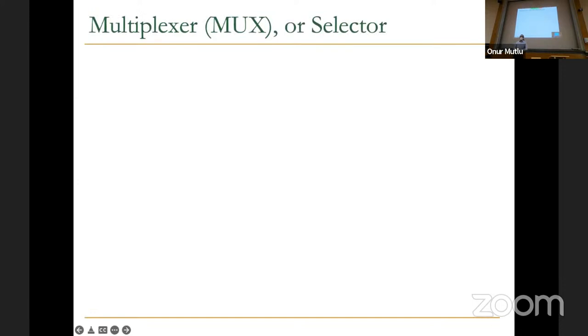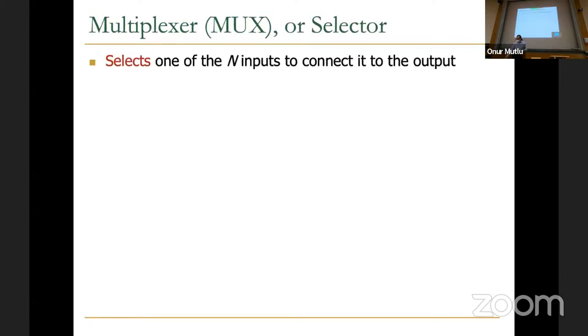This is also called a selector or mux. I like the term selector because it's very simple. Basically, a multiplexer selects one of the n inputs. It has n inputs, and it selects one of them and connects it to the output. So it has n inputs and one output.